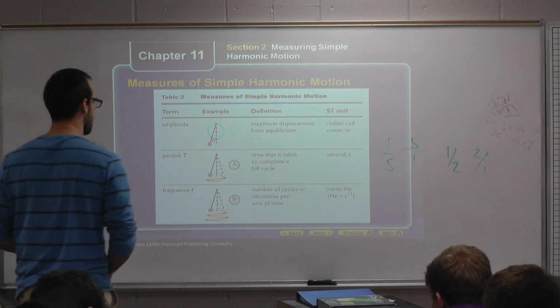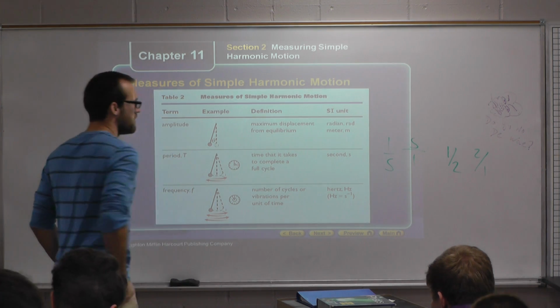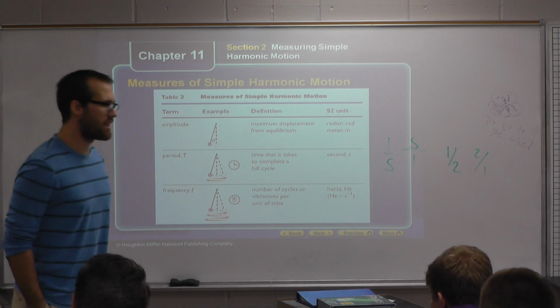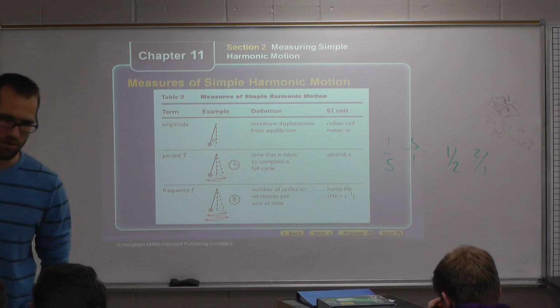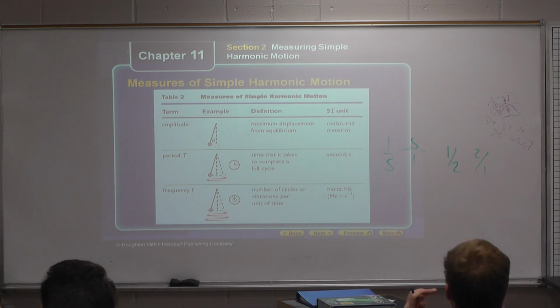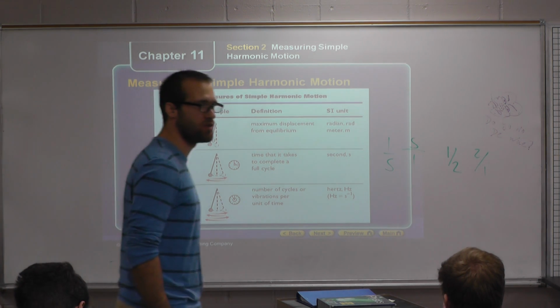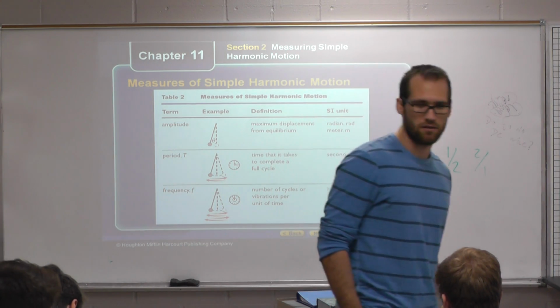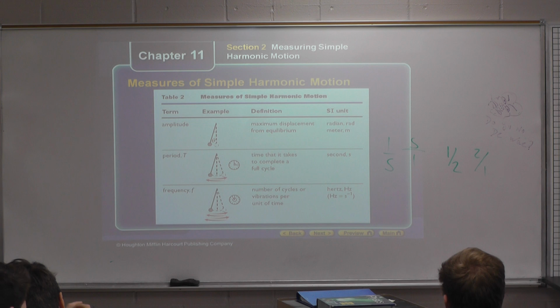Do you guys have this visual in your notes? This gives you the definition of each of these terms and an example. Amplitude is your max displacement from equilibrium. Your period is one full cycle. Your frequency is how many cycles you get in a certain time unit. You could choose whatever time unit you wanted, even years, though that would be an outrageous amount of cycles.